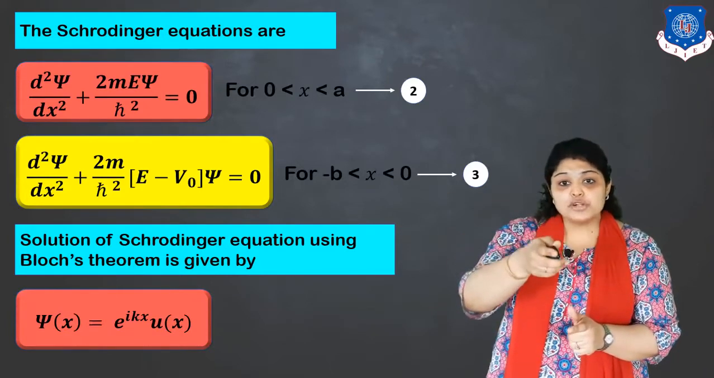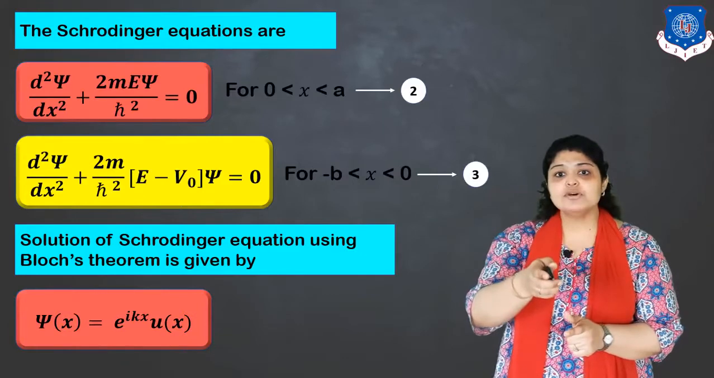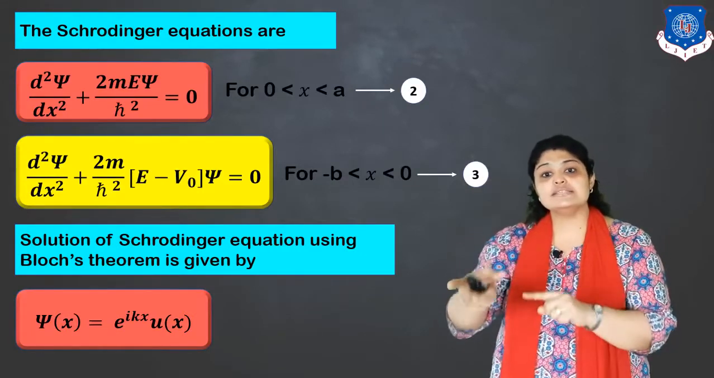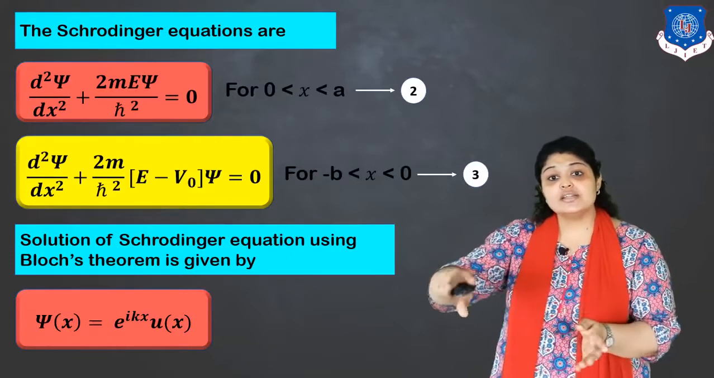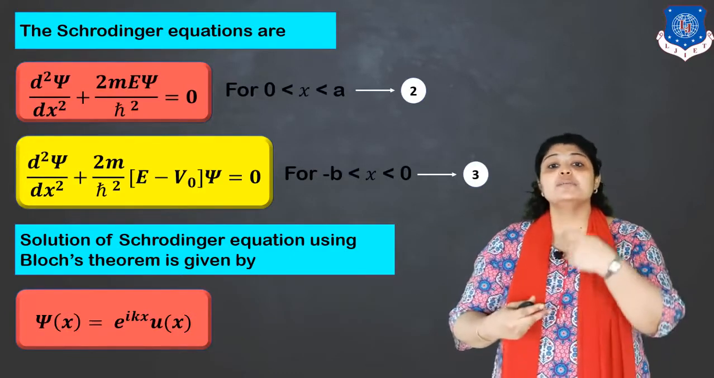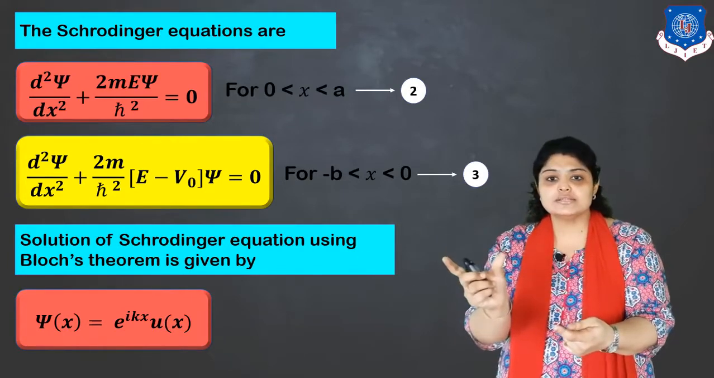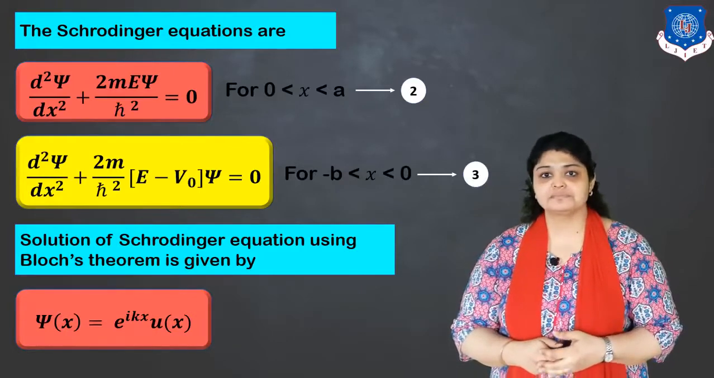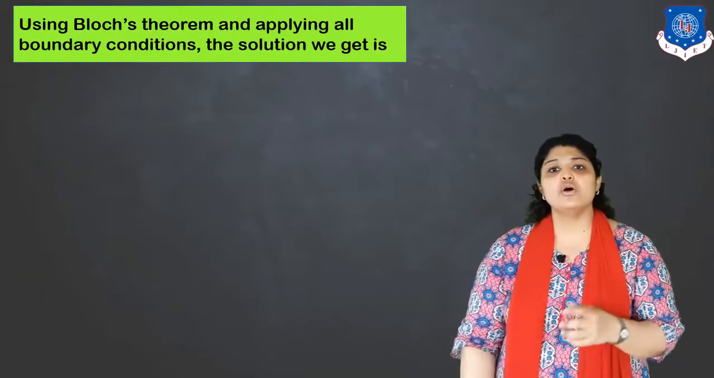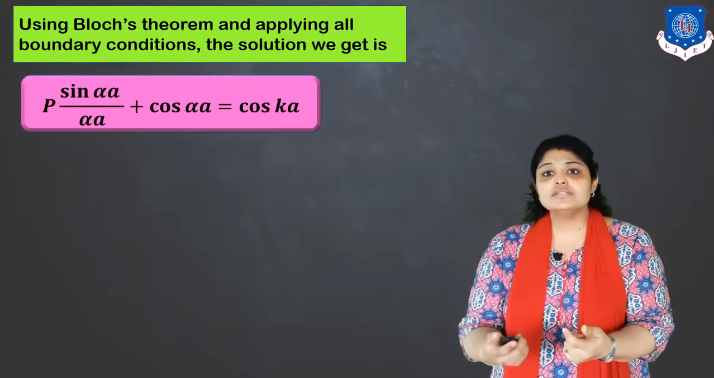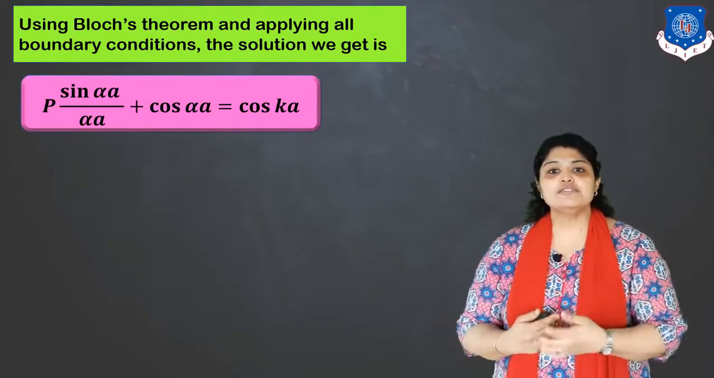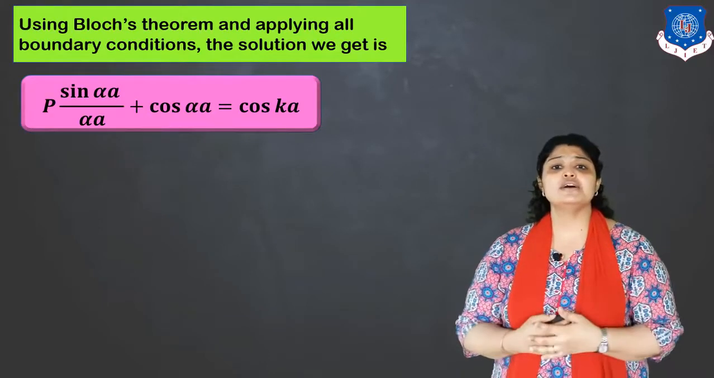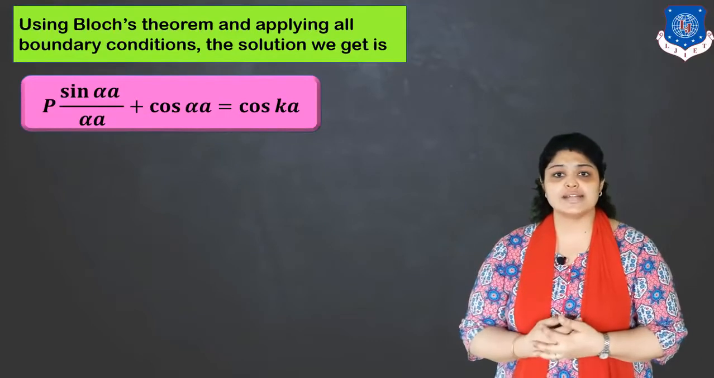So if we consider the potential of the electron, exactly at the positive ion site it has a different value, and exactly in between the two it has a different value, and this variation is periodic. So I say the potential is controlled by the atomic distance. So this is what exactly plane function and periodic function mean. If you use Bloch's theorem and apply all the boundary conditions, the actual solution we get is P sin alpha a upon alpha a plus cos alpha a is equal to cos ka. Your alpha is a constant which they had derived.